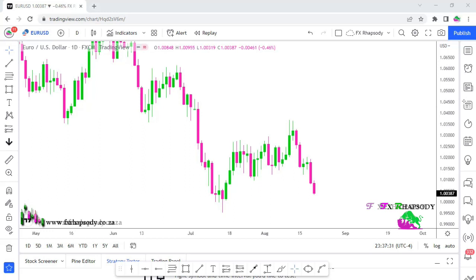Today we're doing analysis on two currency pairs again. It's going to be the Euro USD and then the British pound USD.